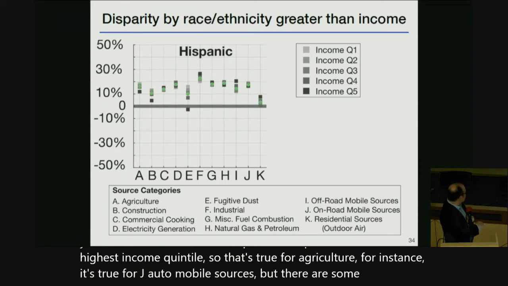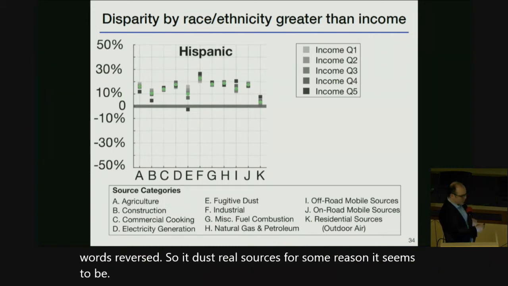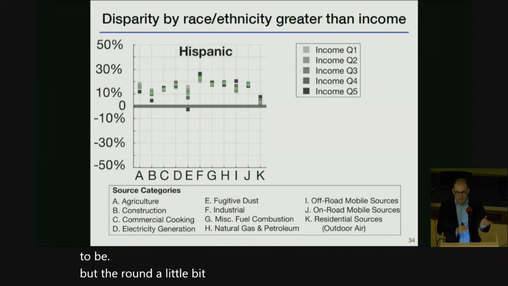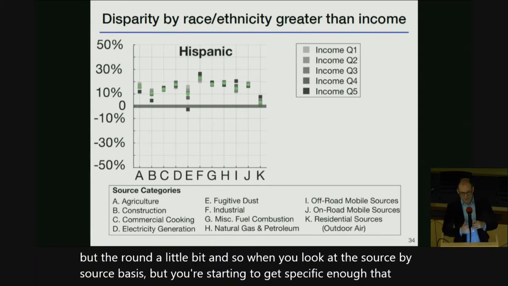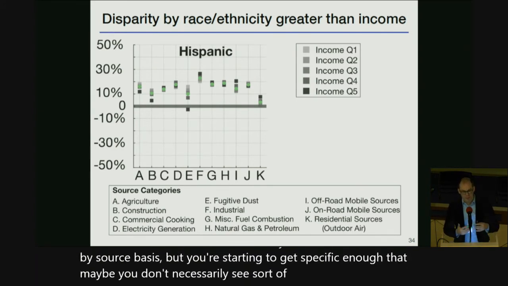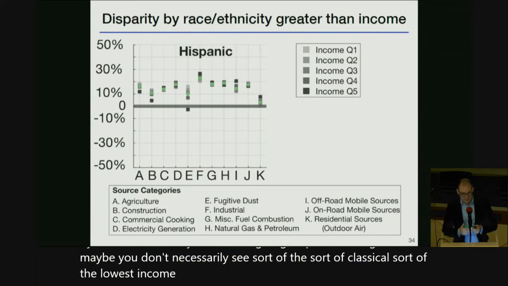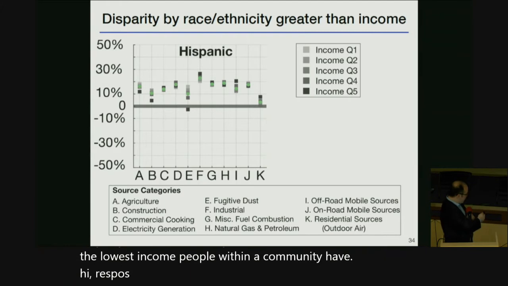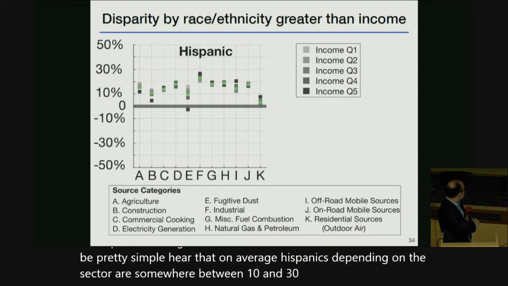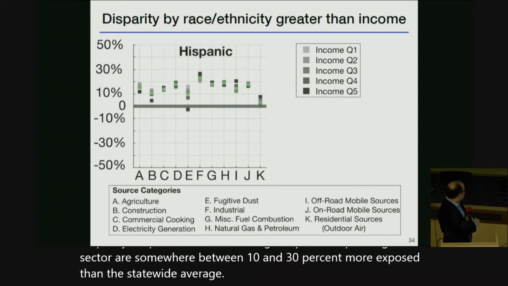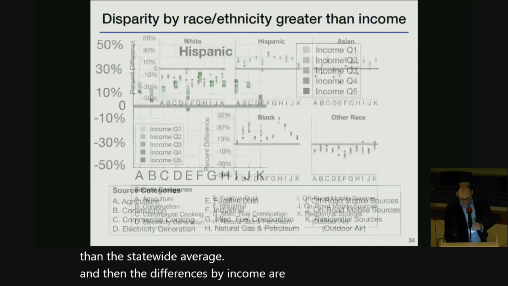So industrial sources, for some reason, it seems to be flipped around a little bit. And so when you look on a source-by-source basis, you're starting to get specific enough that maybe you don't necessarily see this classical sorting that the lowest income people within a community have higher exposures than the highest income. But the basic take-home should be pretty simple here, that on average, Hispanics, depending on the sector, are somewhere between 10 and 30% more exposed than the statewide average. And then the differences by income are usually much smaller than that.